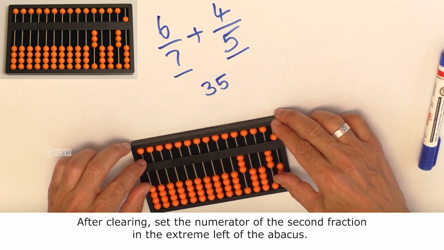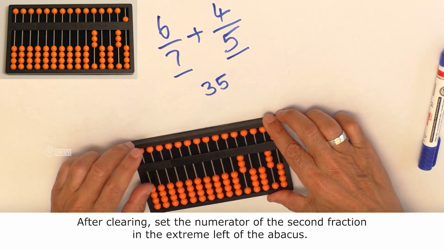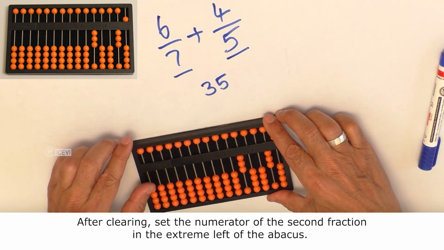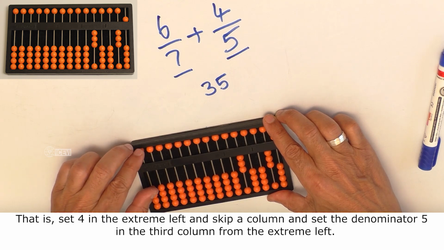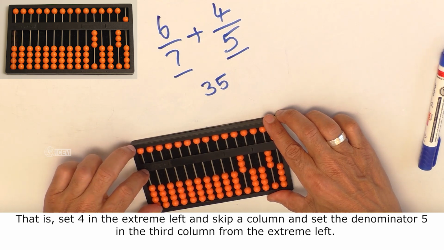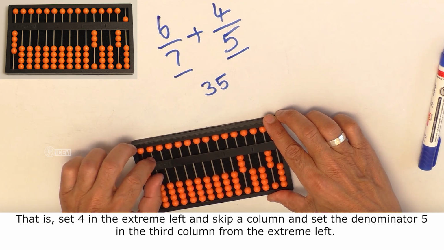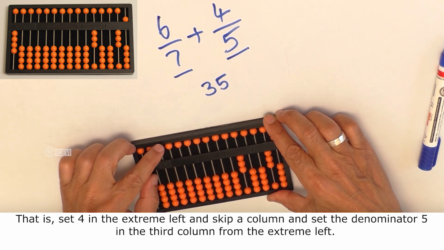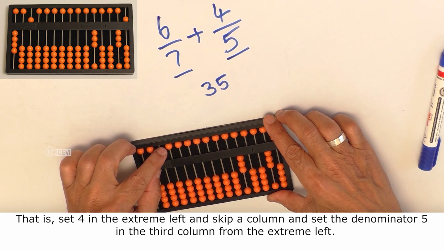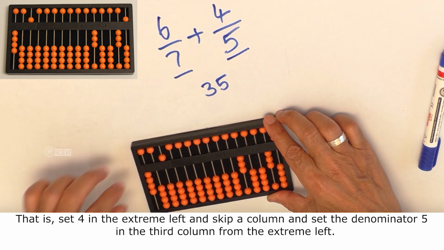After clearing, set the numerator of the second fraction in the extreme left of the abacus. That is, set 4 in the extreme left. And then skip a column and set the denominator 5 in the third column from the left of the abacus.